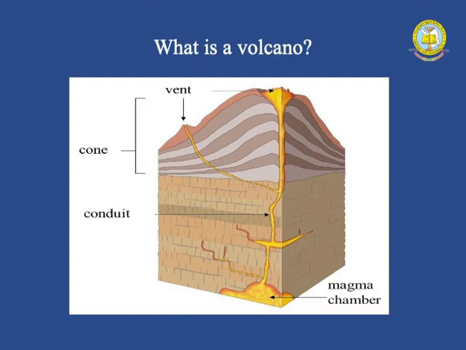This vent is connected at the bottom to a magma chamber. Magma is a molten rock material. The high temperatures within the earth's crust melt the rock, and that forms molten liquid rock, the magma. When this magma comes out of the vent, we call it lava. The vent is connected with the magma chamber through a pipe called a conduit.